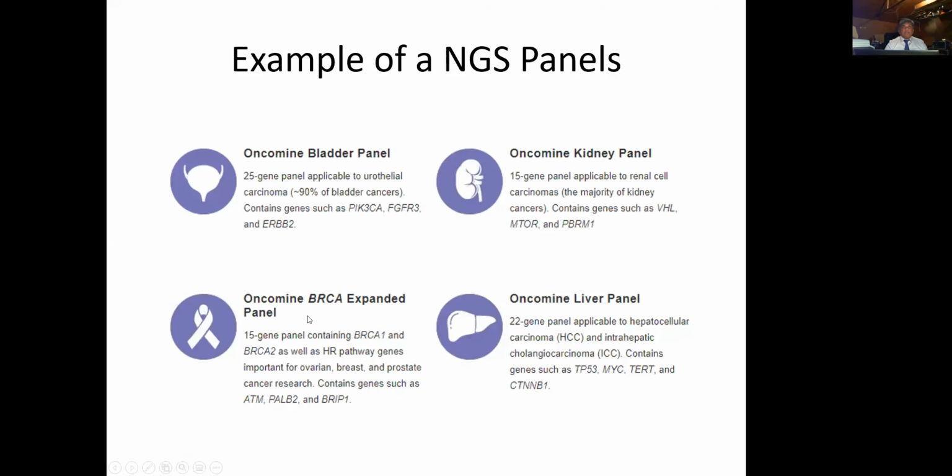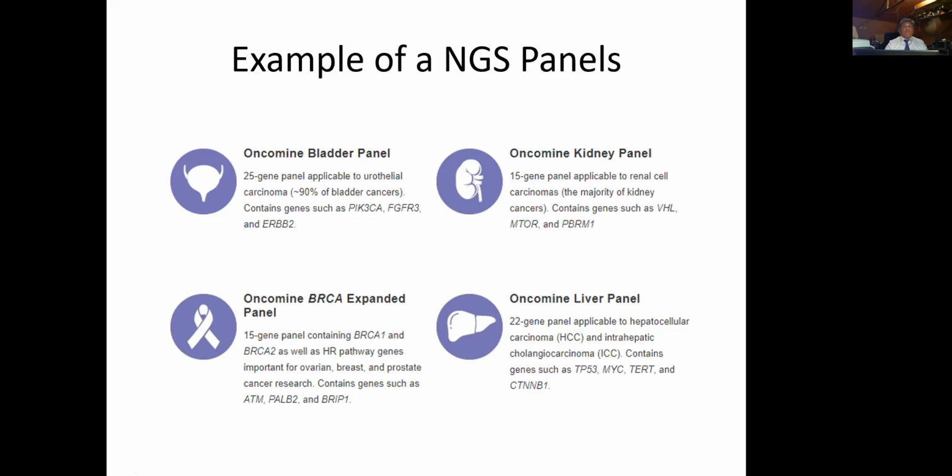An example of some NGS panels are ones used for bladder cancer, for diseases like renal cell carcinoma, breast cancer or BRCA, and also hepatocellular carcinoma or liver cancer, if you like. These panels normally consist of somewhere between 15 to 50 genes, which are likely to contain mutations that might be giving rise to a disease.